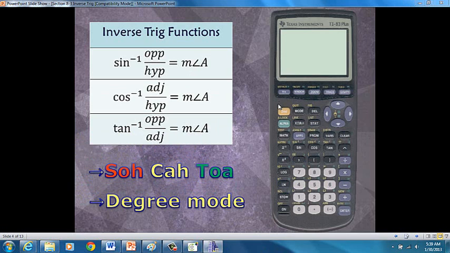So I'm going to go ahead and do that right now. Go to my mode button, go down to my angle row, and set it to degree. Now I'm ready to get started.